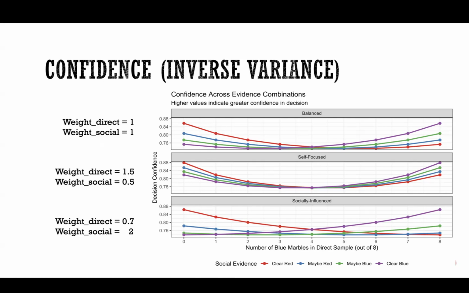When we look at the self-focused person, again, it's just more shrunk because the other is not affecting their confidence as much. When we look at the socially influenced, we get a much bigger spread because the higher number of samples in the direct evidence slightly compensate for the lower weight in direct, and the high weight in social is emphasizing the information in the other. So when they diverge, they really diverge.